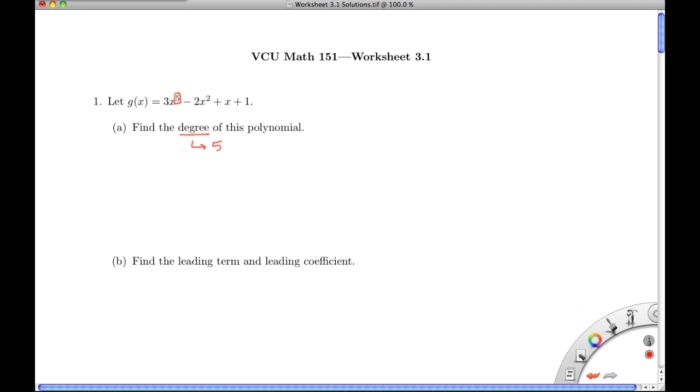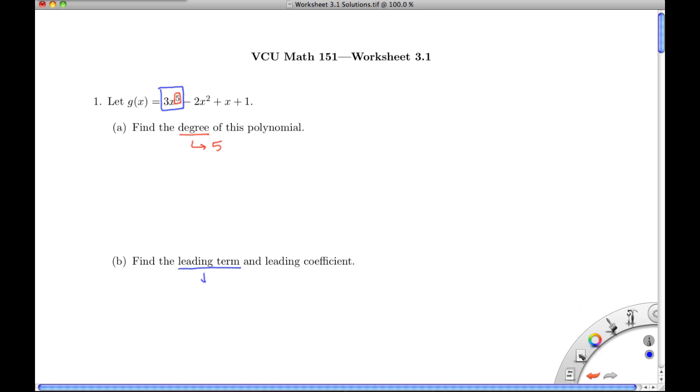Now in part B, we want to find the leading term and the leading coefficient. These are going to be particularly important in terms of being able to predict characteristics like end behavior as we get into that. So the leading term, often called the dominant term as well, is always going to be the term that has that greatest power of x associated with it, where we were concerned with finding the degree. So for the leading term, we're going to go up to the polynomial and find the term that has that greatest power of x, wherever it may be.